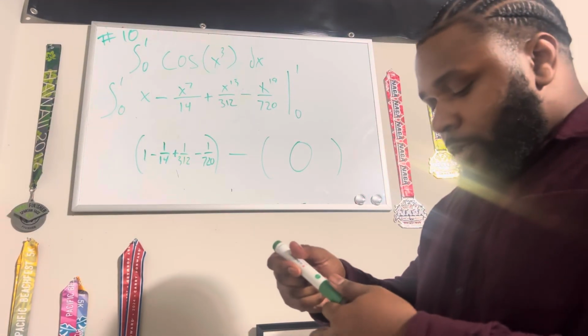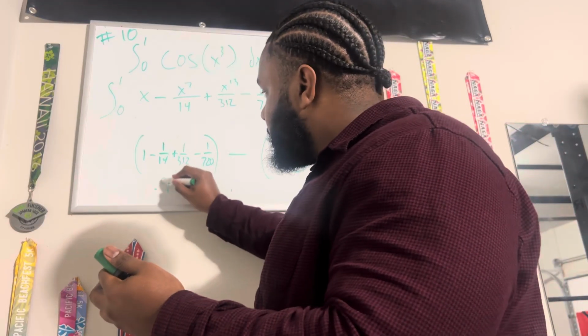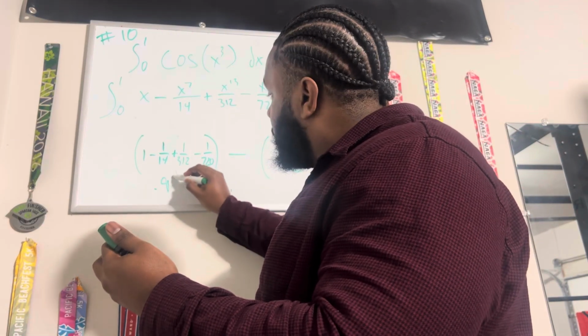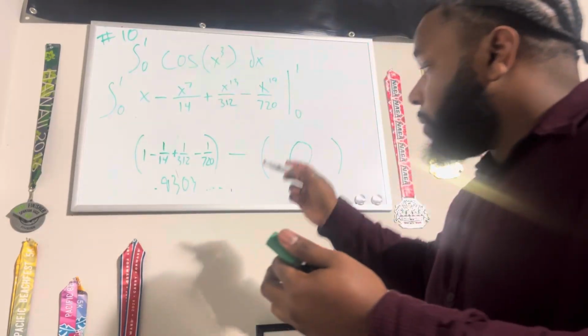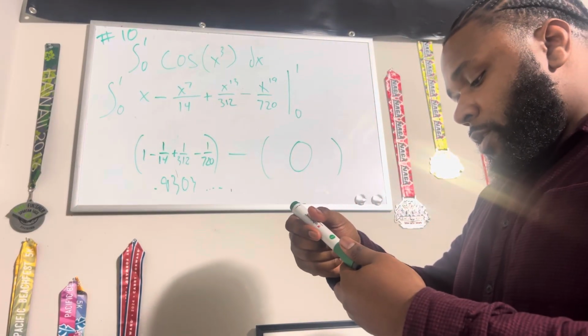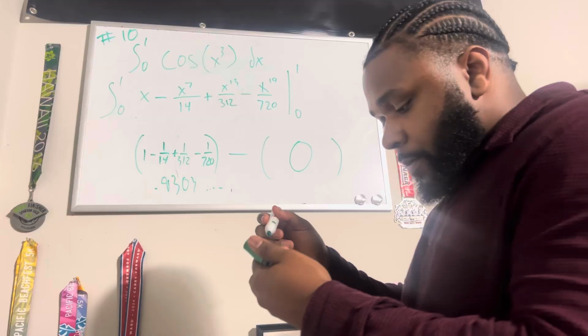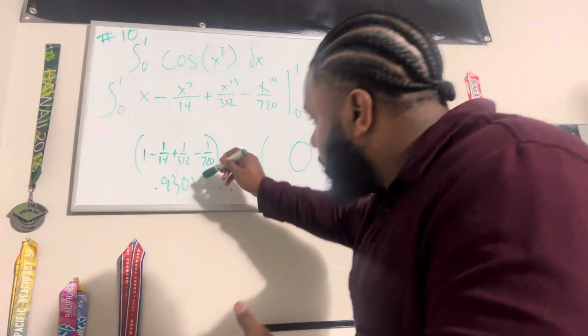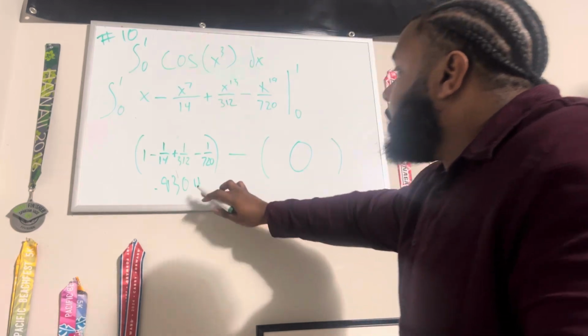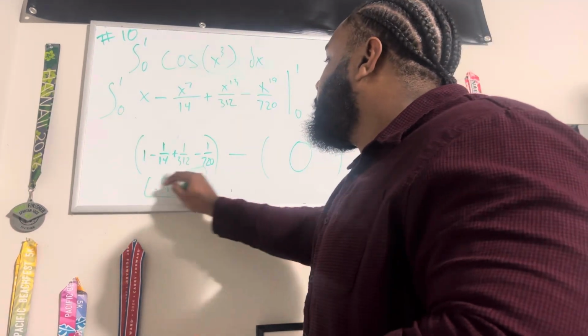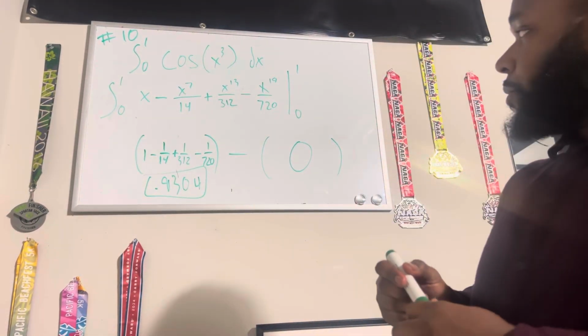Some number less than 1, which is 0.9303 and it continues with some different numbers. I'm going to round it to 4 places actually. And that is the final answer.